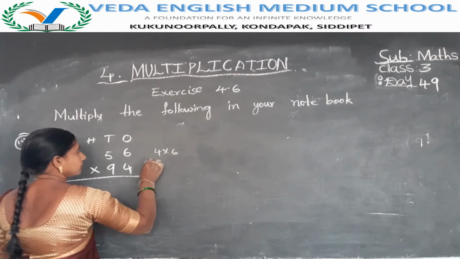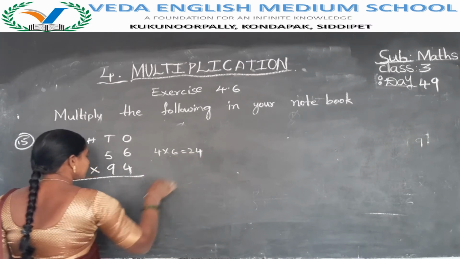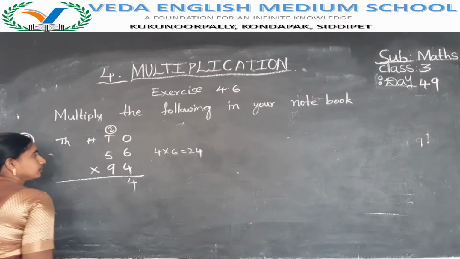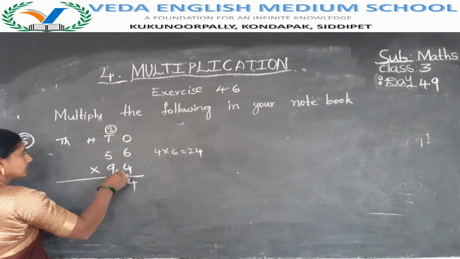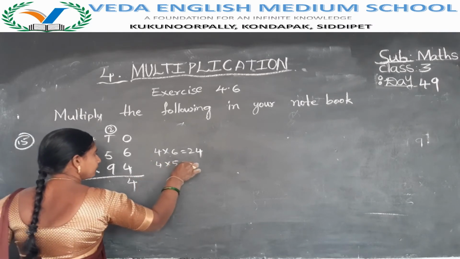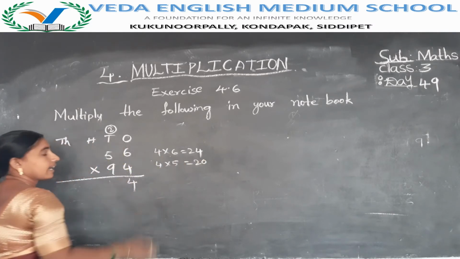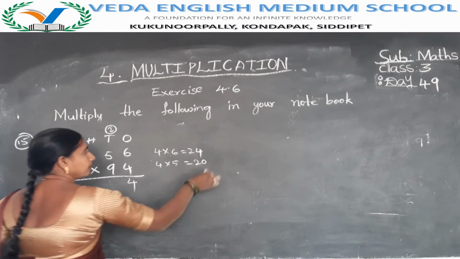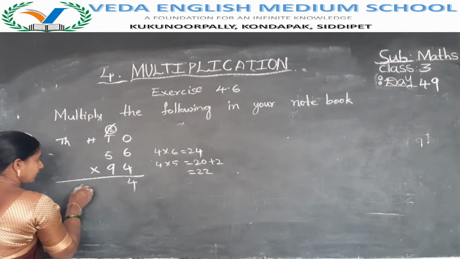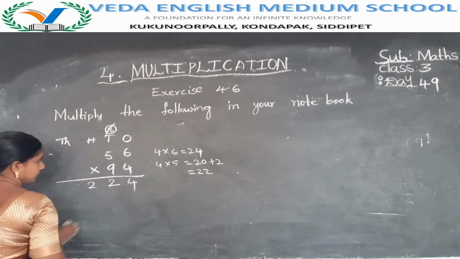4 into 6. 4 6 are 24. So now write here 4. This 2 carry to 2. Okay? Next in the tens place 4 into 5. 4 5s are 20. But they carry, how much they carry? 2. 20 plus 2 is the 22. So now write here 22.